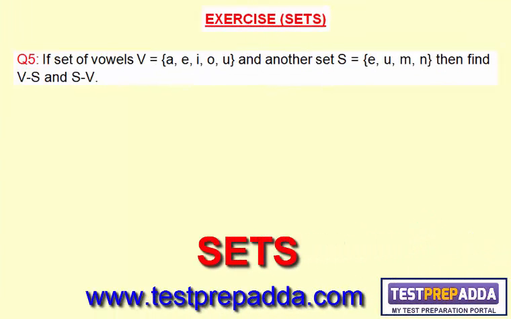Dear students, in the previous session, I started the discussion of problems of sets. In this session also, I'll continue doing that. Here the fifth question is: if the set of vowels V is equal to {A, E, I, O, U} and another set S has elements E, U, M and N, then we have to find V minus S and S minus V. So basically, difference of sets.